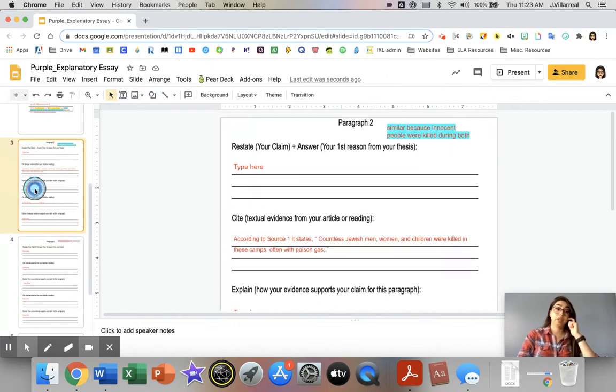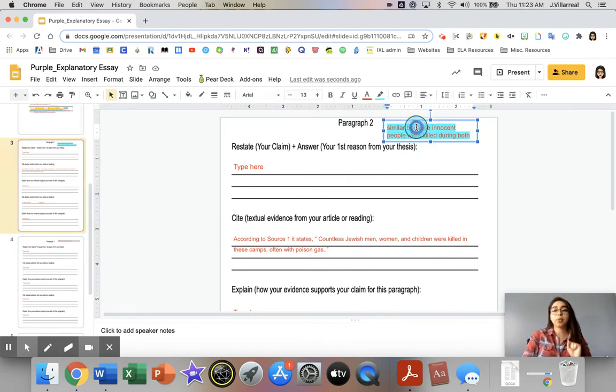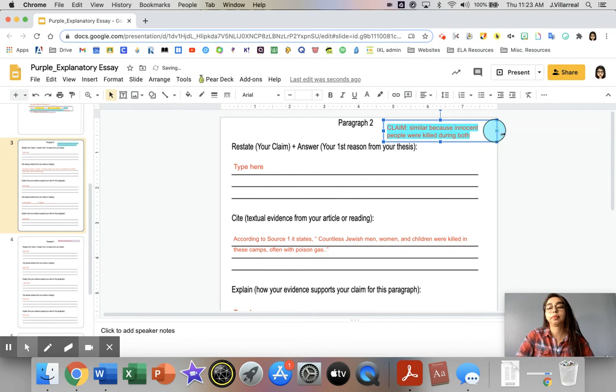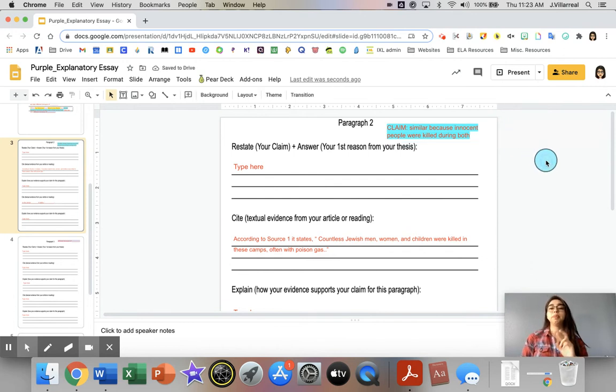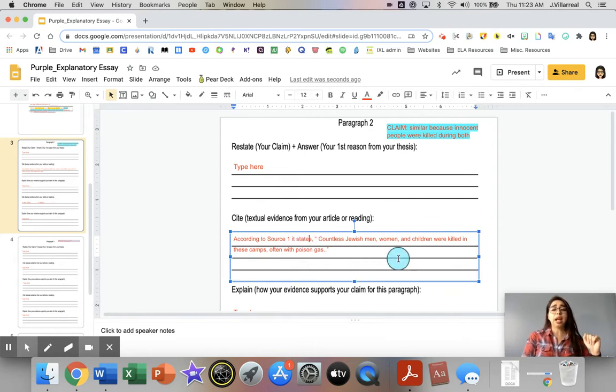Okay, so hopefully you've paused your video to copy and paste your textual evidence. Now we're going to double check to make sure that this is good textual evidence, because this up here was our claim. I'm going to go ahead and label it claim. You can too. My claim is that they're similar because innocent people were killed during both. So now I need to look at my textual evidence and determine whether or not this textual evidence supports this claim. So I'm going to go ahead and read it.